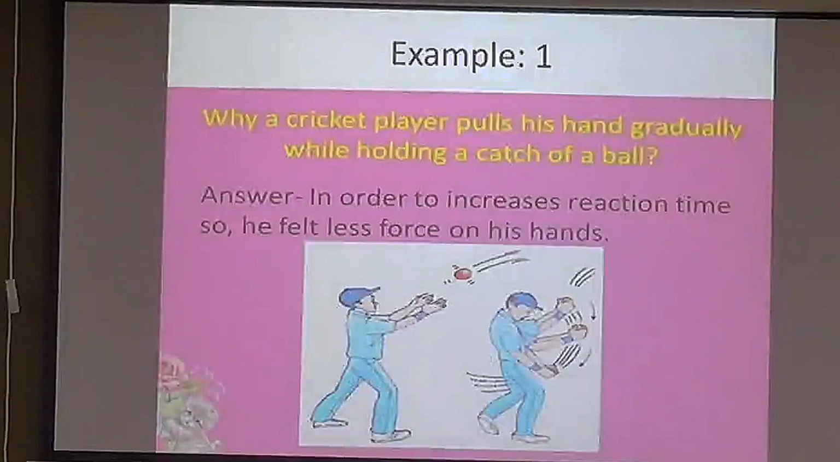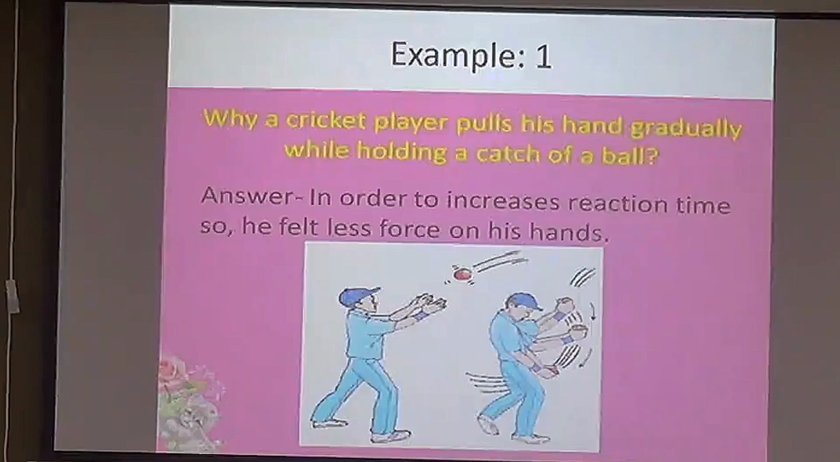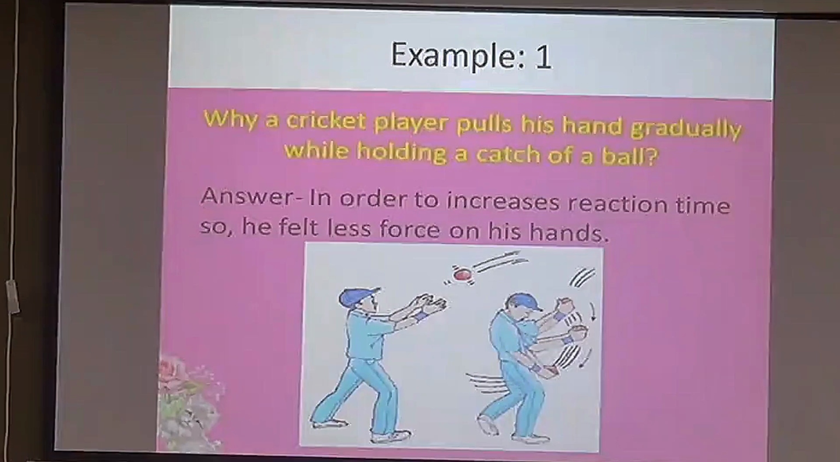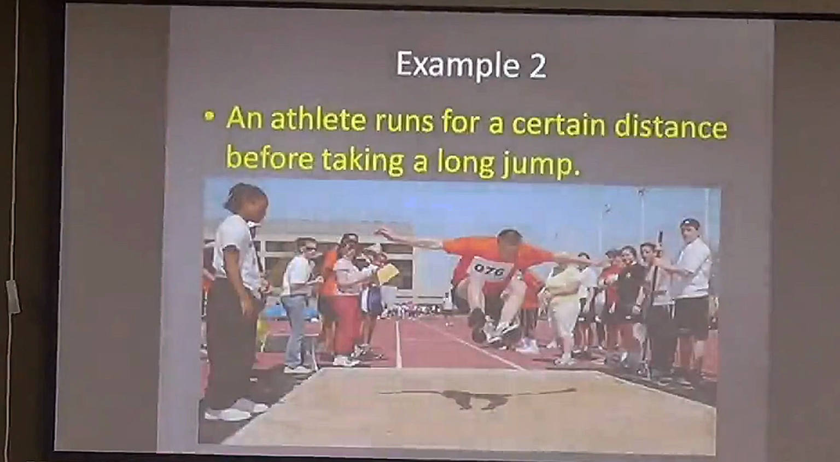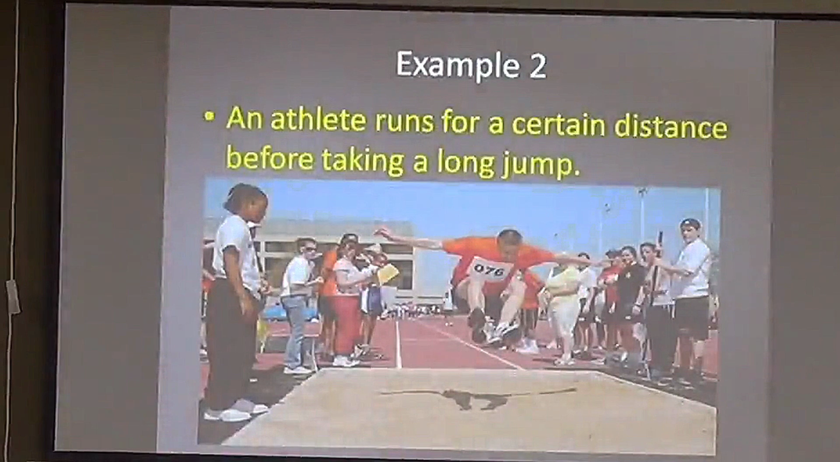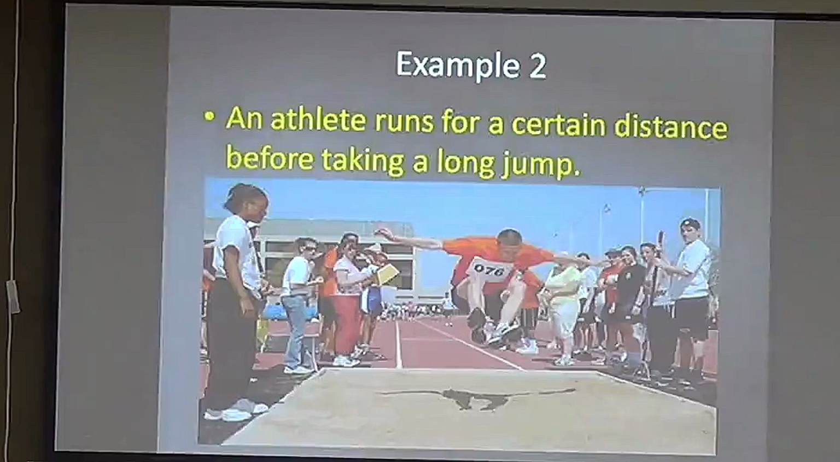The examples which can be explained on the basis of the second law of motion. Why does a cricket player pull his hand back gradually while holding a catch of a ball? In order to increase the time, so he feels less force on his hand. In this case, you will write the formula F equals m(v minus u) upon t. He tries to increase the t as much as possible so that the force is decreased. An athlete runs for a certain distance before taking a long jump because the momentum he possesses due to the run will make him cover a long distance.